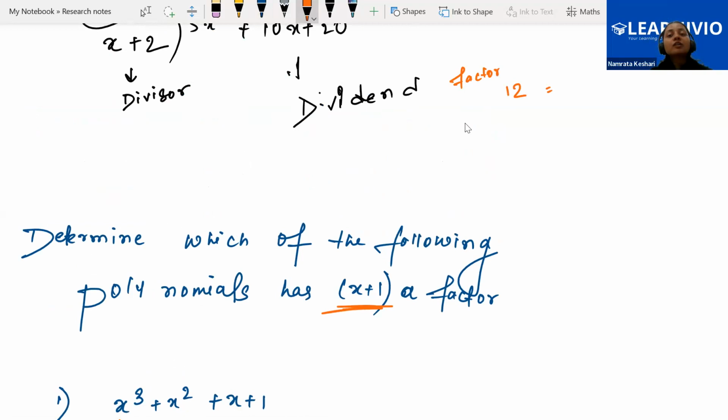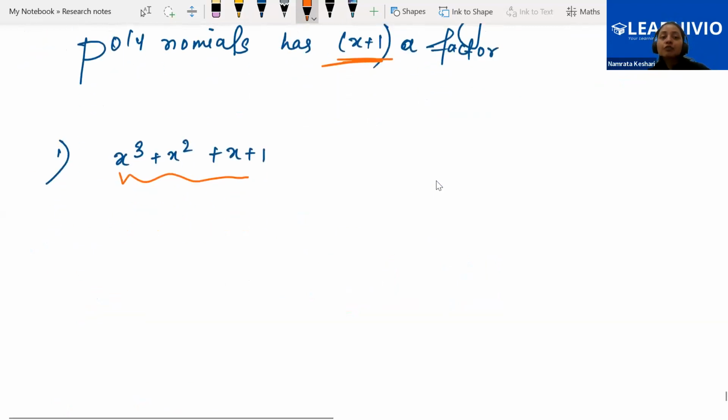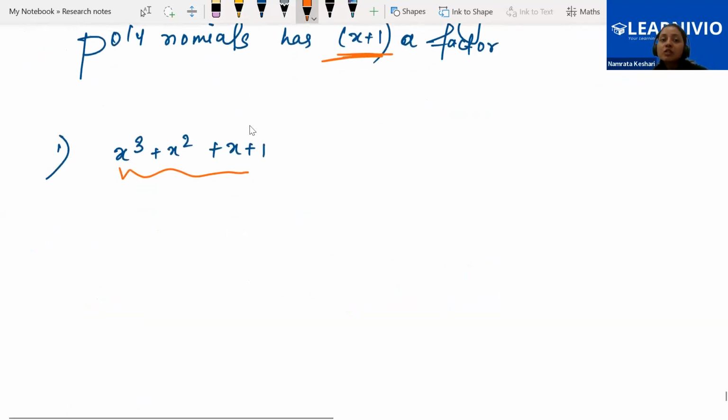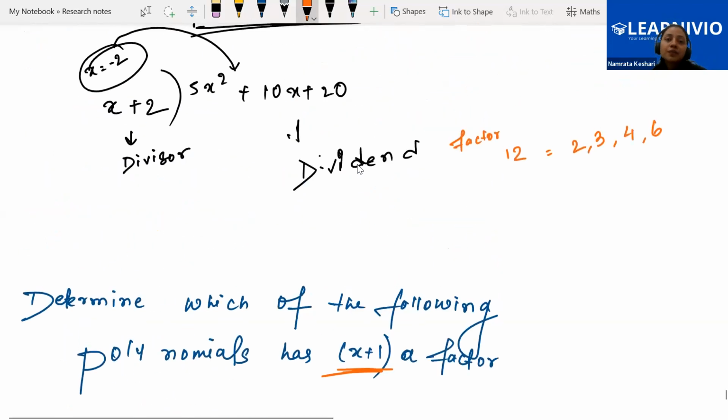Recall that factor means if I have to list down the factors of 12, I will start thinking about all those numbers which can divide 12 completely, right? Those numbers are called the factors of 12. 2 can divide 12 completely, so 2 is a factor of 12. 3 divides 12 completely, 4 divides 12 completely, 6 divides 12 completely. Similarly, here we have to check whether x plus 1 is a factor or not. That means after doing the division, we have to check whether it is possible to divide the given polynomial completely, getting the remainder as zero. Then only we will be able to say it's a factor.